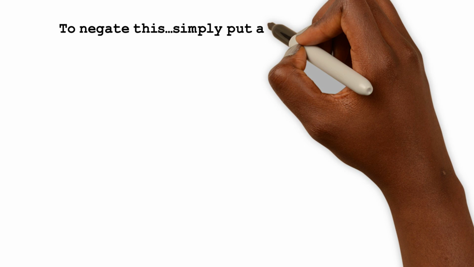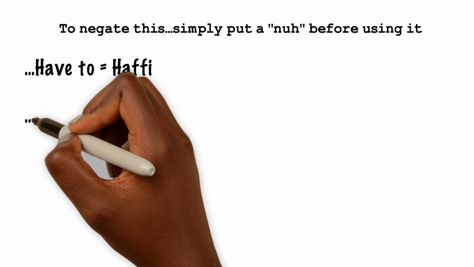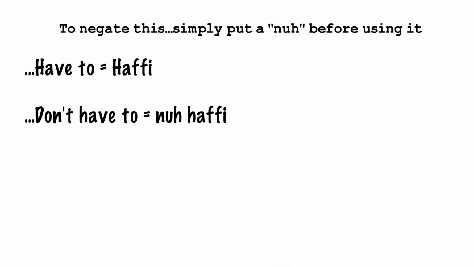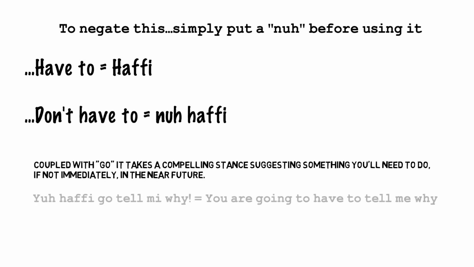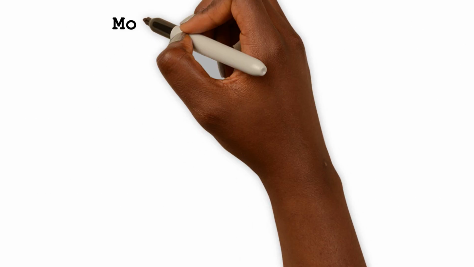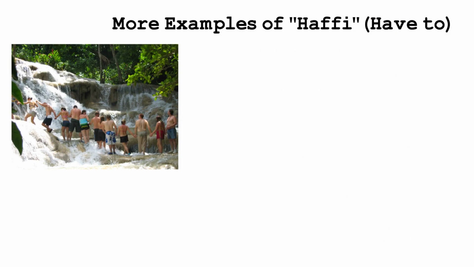To negate this, you simply put the word for don't, which is no, in front of it. So for example, have to would be haffy. Don't have to would be no haffy. When you couple the phrase with go, it suggests something you'll need to do immediately or in the near future. So, for example, here are some more examples using haffy.